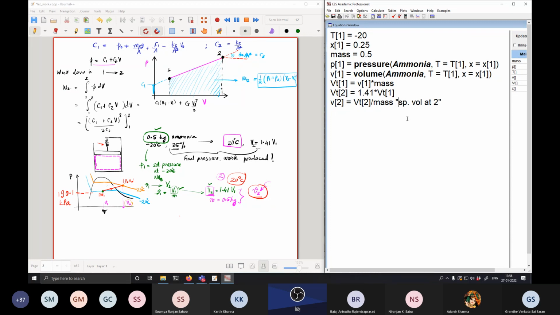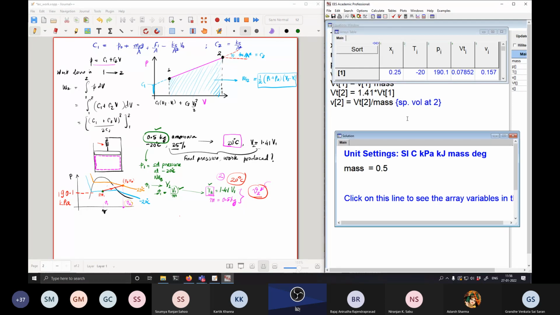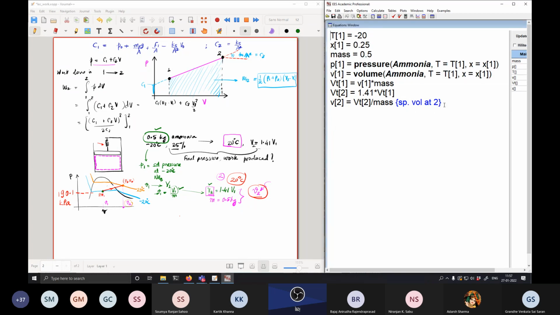Okay, I think the way of commenting is this. Yeah, you can put comments in curly braces. This is now the specific volume at 2. All right, very good. Now what else do I have? I have that T2 is equal to 20 degrees Celsius. Perfect. Now with the help of V2 and T2, I now have two independent parameters. I can find out what P2 will be. So P2 will be pressure of ammonia at T equal to T2 and V equal to V2.